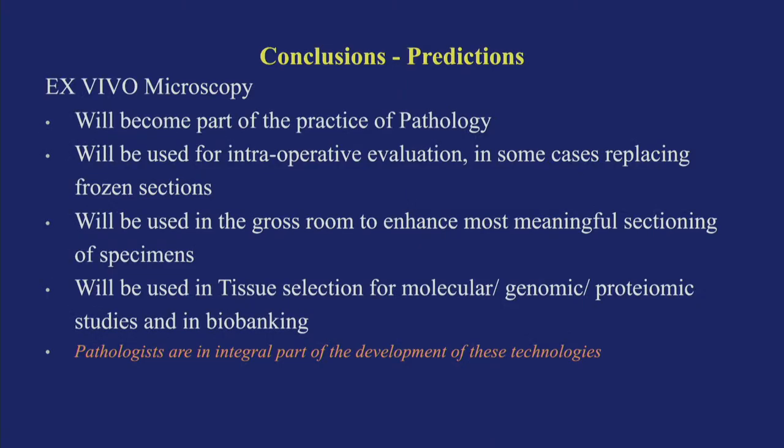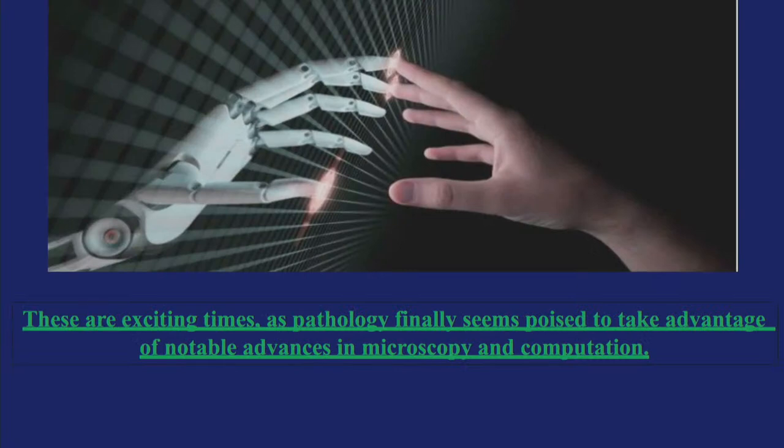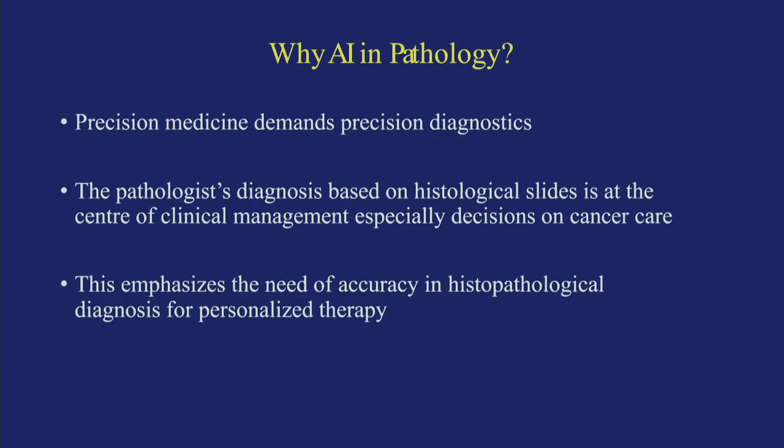So all this has paved the pathway for the third revolution, or the artificial intelligence in pathology. And they are definitely exciting times, as pathology seems to be poised to take advantage of all the advances in microscopy and computation.